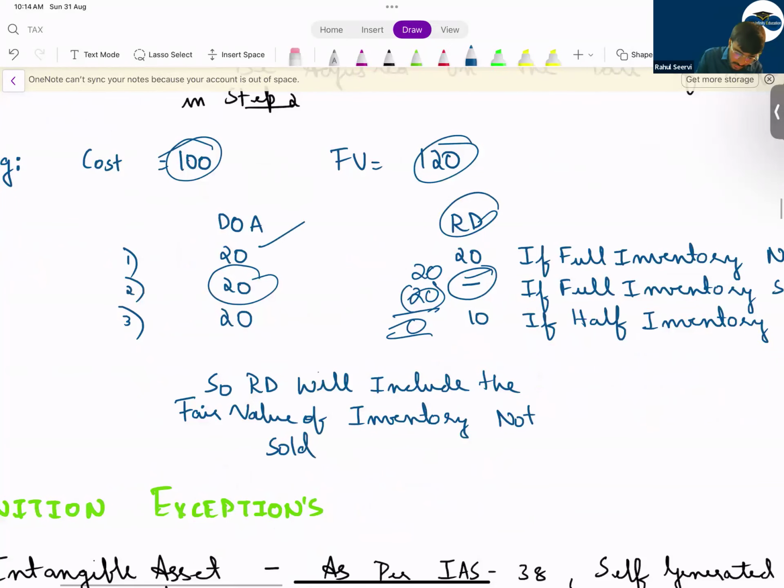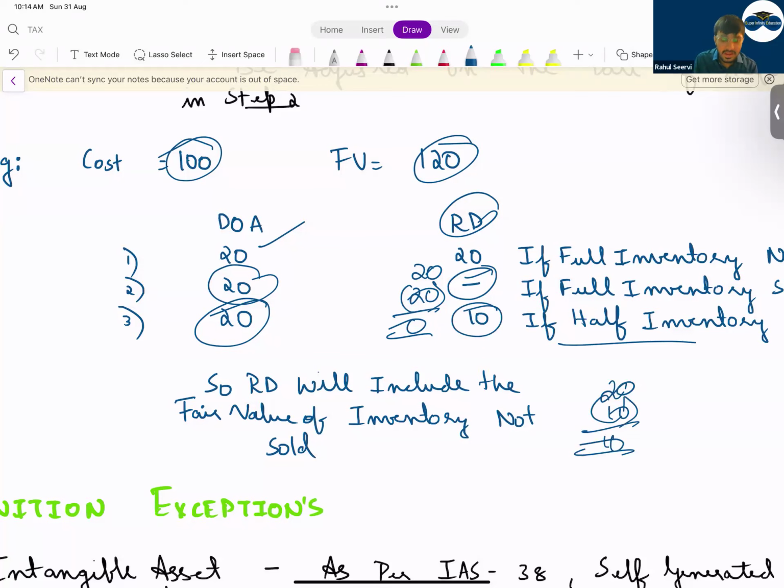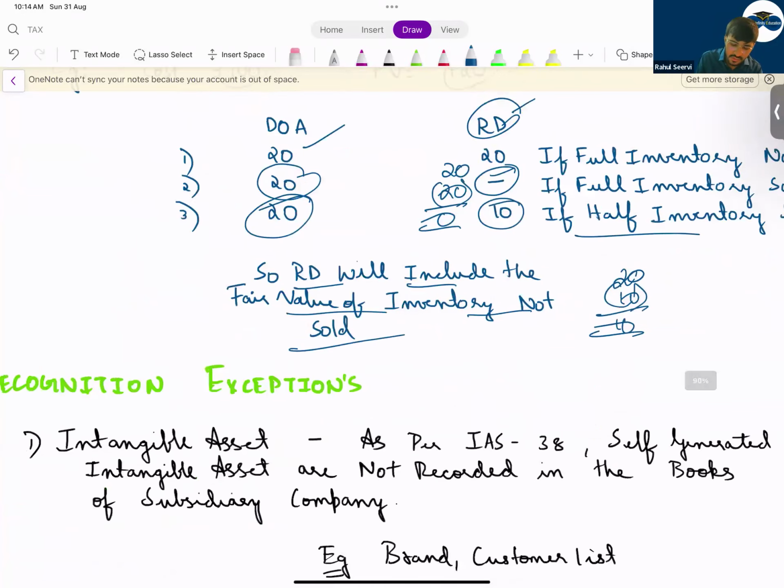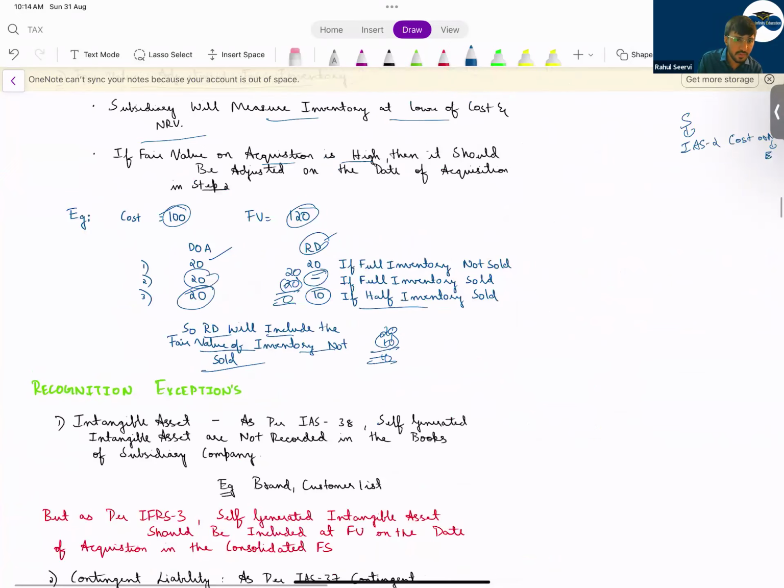So the next one, 20, and only half of the inventory has been sold. That means remaining is 10. So out of 20, sir, half is sold. So remaining will be 10 here. And you have to do the adjustment in your balance sheet again. So the reporting date will include the fair value of the inventory not sold. Understand that. So with this, I hope the fair value adjustment is clear to everyone.